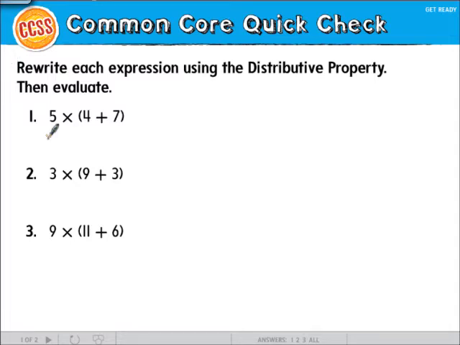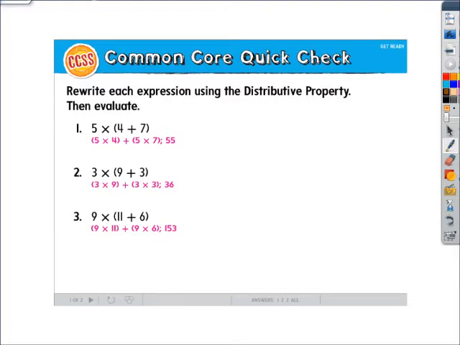Okay, next one. So 3 times 9? 27. 3 times 3? 9. 27 plus 9? 36. 9 times 11? 99. 9 times 6? 54. 99 plus 54? 153. Good job. So there's your answers right there.